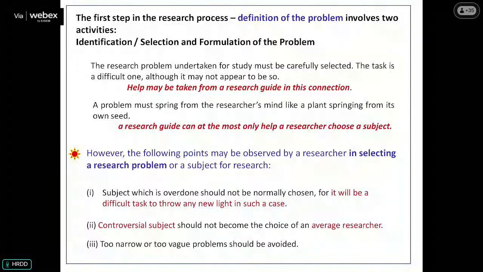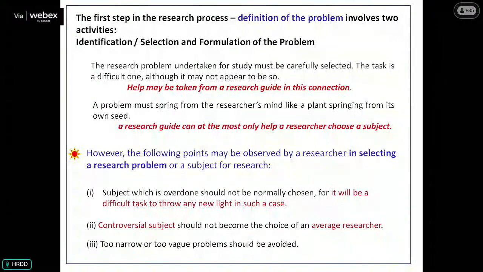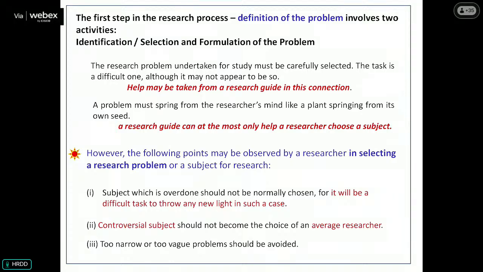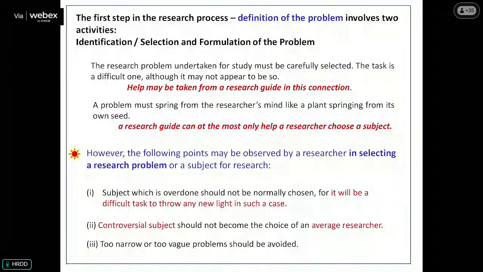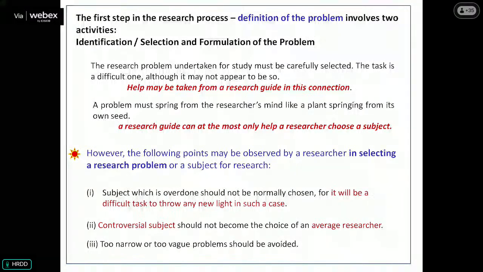Subject which is overdone. Subject which is overdone should not be normally chosen, for it will be a difficult task to throw any new light in such a case. So for magnetic property, suppose spinels, suppose cobalt ferrite, CoFe2O4, a simple spinel. We will avoid choosing only that cobalt ferrite. Instead, we will try to dope or substitute on the cobalt side, the A side or B side, AB2O4. We will try to substitute and then formulate the problem. We will not investigate something which is already well studied. We will try to probe that and see where the gap area is.